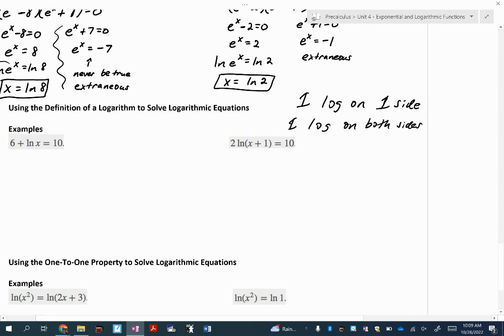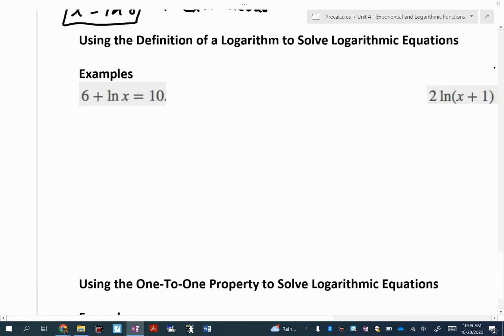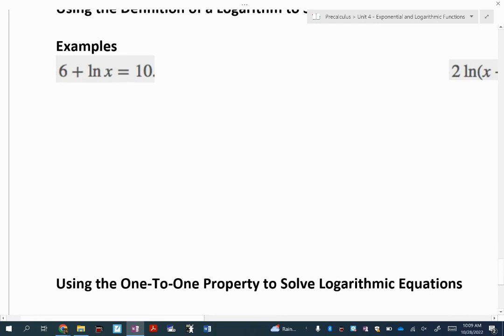If I can do this, one of these two things, either or, then I can have success in solving these logarithmic equations. So I see one log here. Let's get everything that's not a log to the other side. 10 minus 6 is 4.